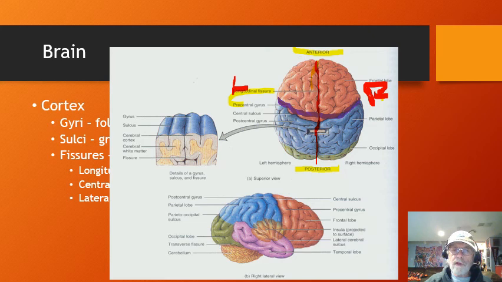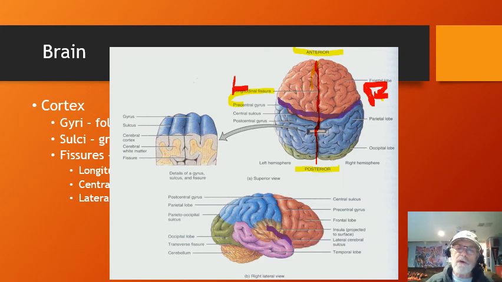So now I have the brain with the longitudinal fissure here. I have a central sulcus, or a central fissure, that goes this way. The third fissure that we have is a lateral fissure, or lateral sulcus, and that's right in here. This area right here, the purple area, is the temporal lobe. We have a lot of hearing and stuff like that. And here's the frontal lobe, and here's the parietal lobe.